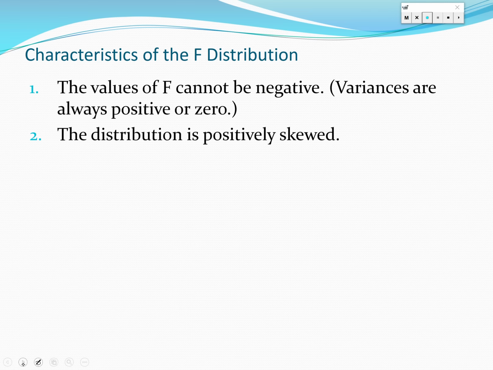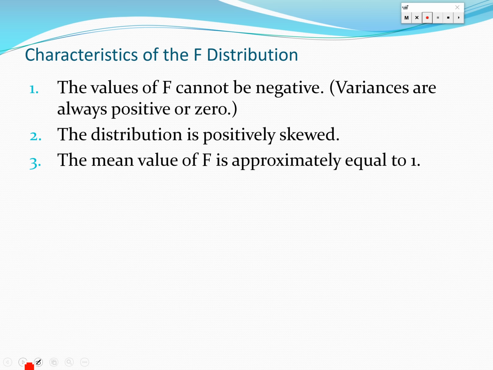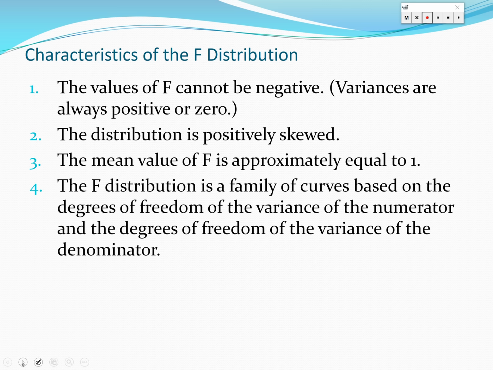Some F distribution characteristics. The values of F cannot be negative. So it's similar to the chi-square distribution. Chi-square values cannot be negative either. The distribution is positively skewed. The mean F value is approximately equal to 1. The F distribution is a family of curves. We've seen this before. Our t distribution is a family of curves. Chi-square is a family of curves. But typically we just have a single degrees of freedom that we look at.